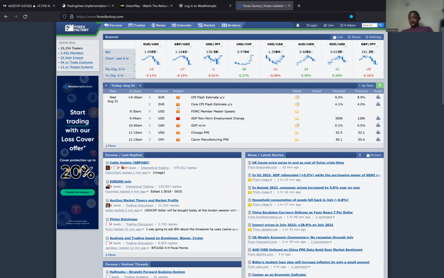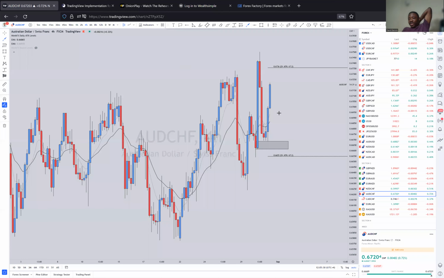So ADP non-farm employment, so NFP employment change. This is something significant. So this is in like 4 hours time. So this could be the confirmation for the dollar to either push to test the zone and drop. So if this pushes the dollar up to the zone, then you know what to do. It means we are going to get a weak dollar. But for the sake of my Euro USD, I don't want that to happen.